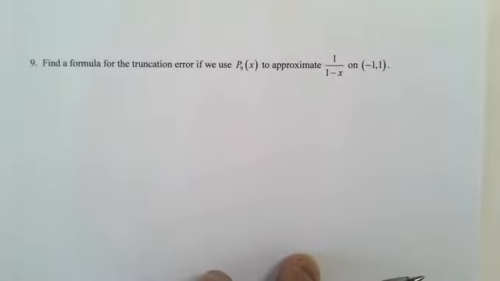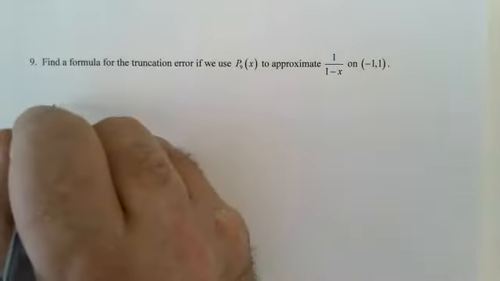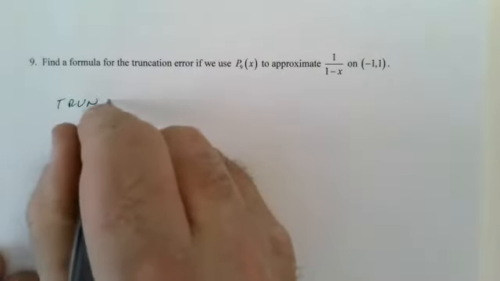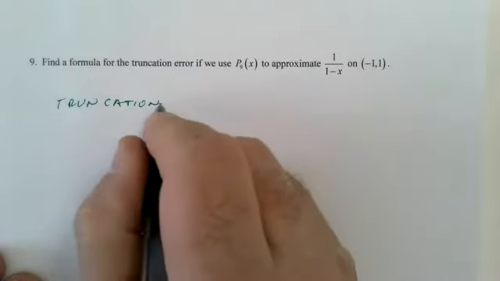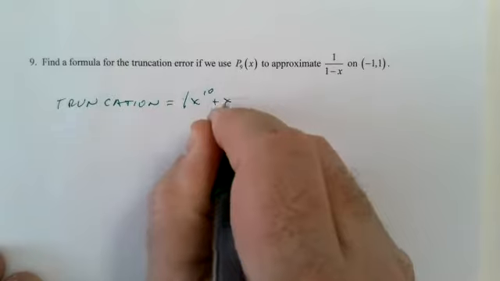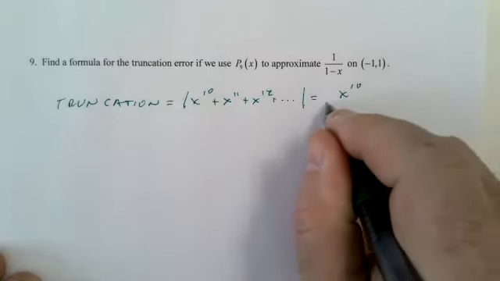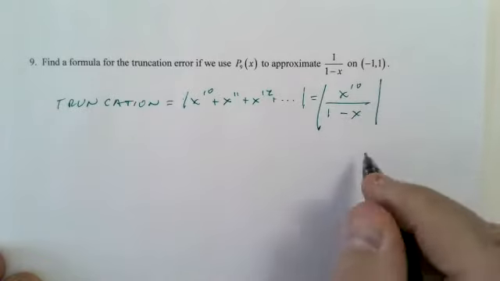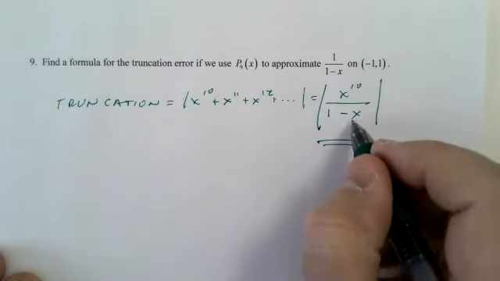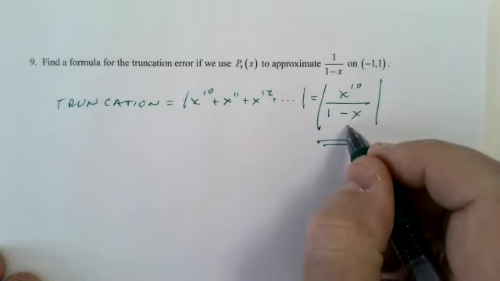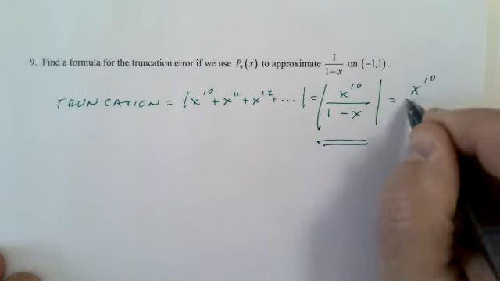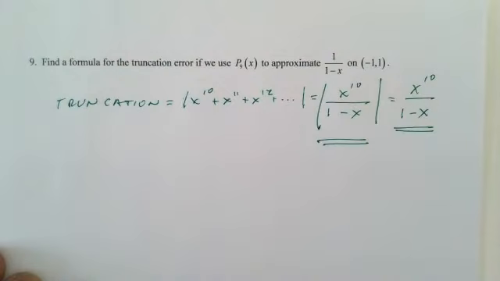All right, same problem. Formula for the truncation error if we use P9. So I'm not going to show it all again. The truncation error for this one, this is the initial geometric one. It's just going to be x to the 10th plus x to the 11th plus x to the 12th plus dot, dot, dot. First term is x to the 10th, so x to the 10th over 1 minus x. Done. Yeah, I suppose we could go with this, that would get the same answer. But I will just leave it in absolute values. So that's how we do a truncation error. I think we're almost, yeah, that's the last one.